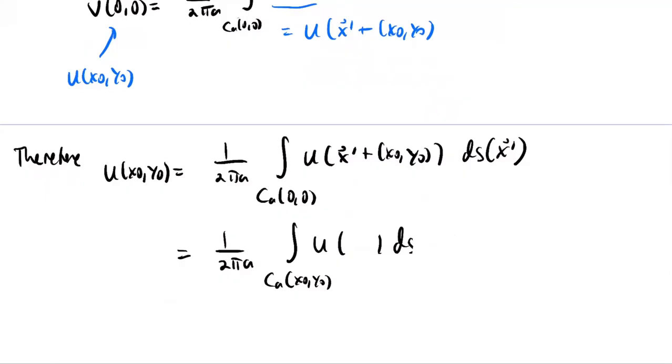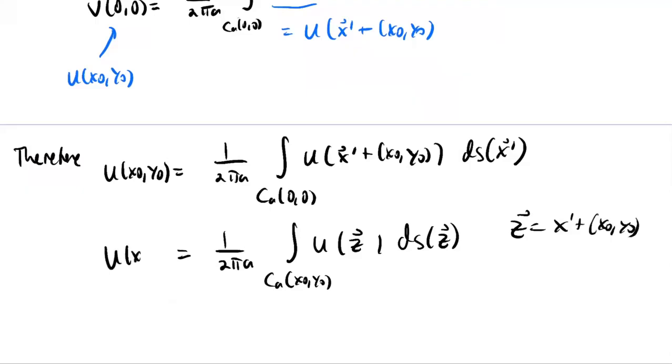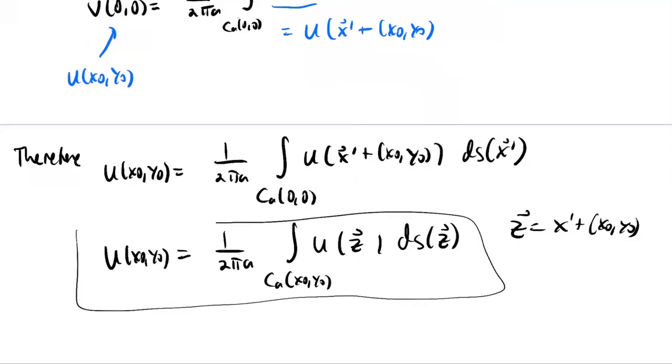Right, and maybe so that this is not confusing, let's use a different variable, say z, where z is given by x prime plus x naught, y naught. And so this is what we wanted to show, and so that's the proof. It's not too hard to see that if z is in the circle of radius a centered at x naught, y naught, and I define x prime in this way, then x prime is in the circle of radius a centered at the origin. Okay.